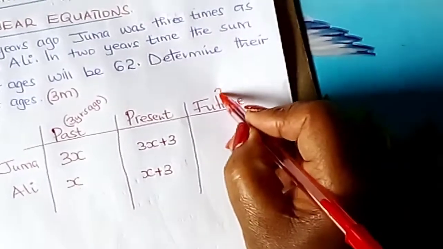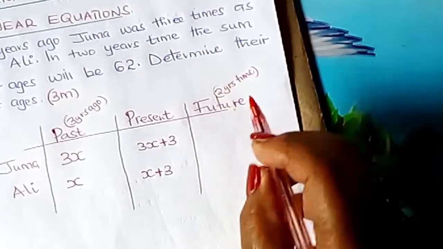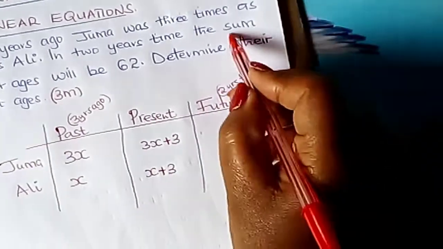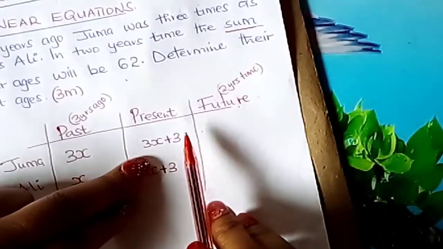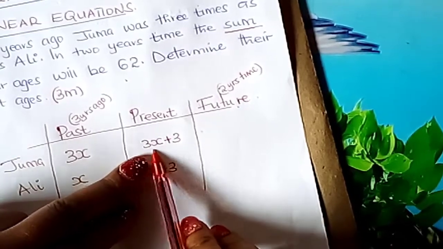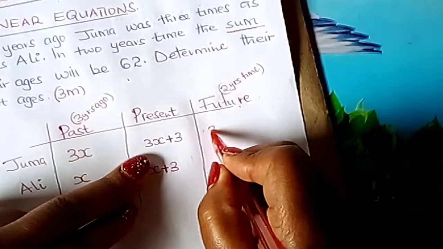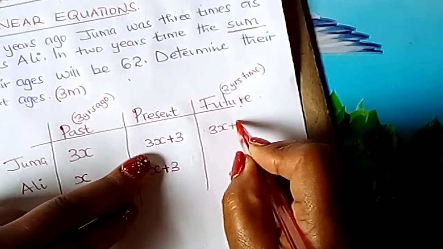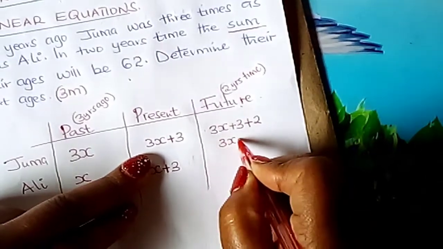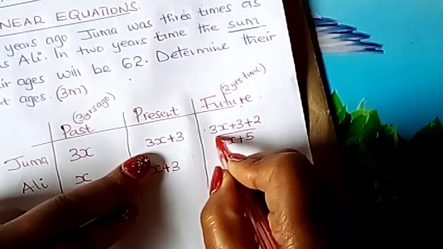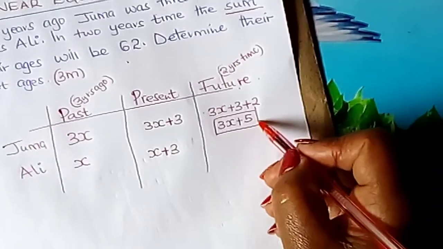In 2 years' time, you come and fix your time here. In 2 years' time, the sum of their ages, if you added their ages, you'd get 62. So you come here and ask yourself, today, this is the age of Juma. So in 2 years' time, he will have gained 2. So you talk of 3x plus 3 for today, then you add the 2. So you get 3x plus 5. So Juma, in future, he will be this old.